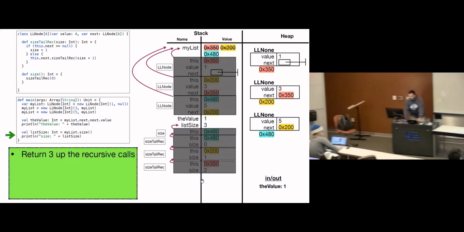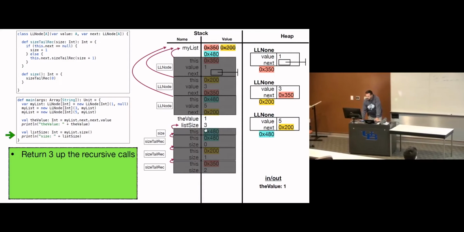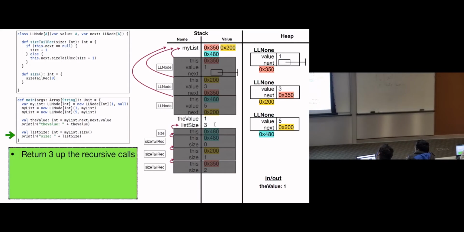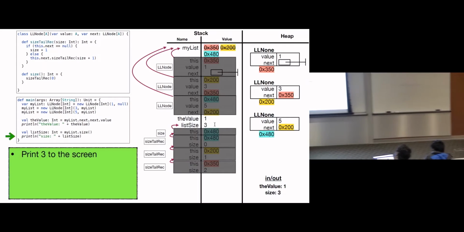So we reach our base case, return 3 all the way up the recursion. Size, technically not a recursive call, gets 3 and just returns it anyway. And then list size gets 3, and we print 3 to the screen.